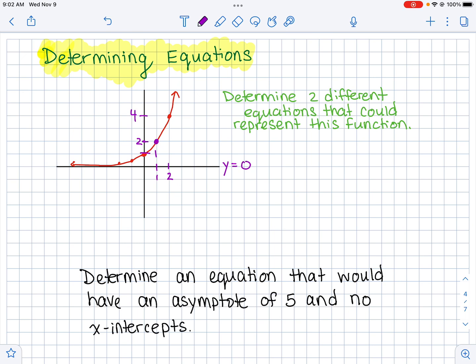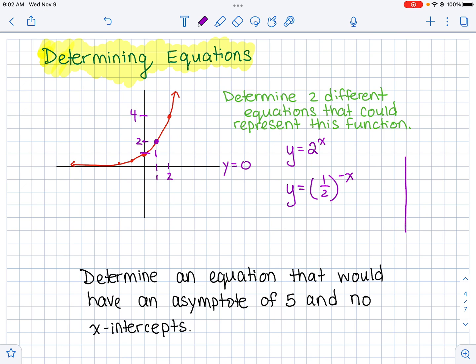So I know just from graphing a bunch of these and knowing exponents that this graph could be as simple as y equals 2 to the power of x. That could totally be this graph. But what if I wanted to make another equation that was also this graph? Okay, well, I'm going to use my knowledge of decreasing functions and reflections over the y-axis to say this function, y equals 1/2 to the power of negative x, could also be this graph.